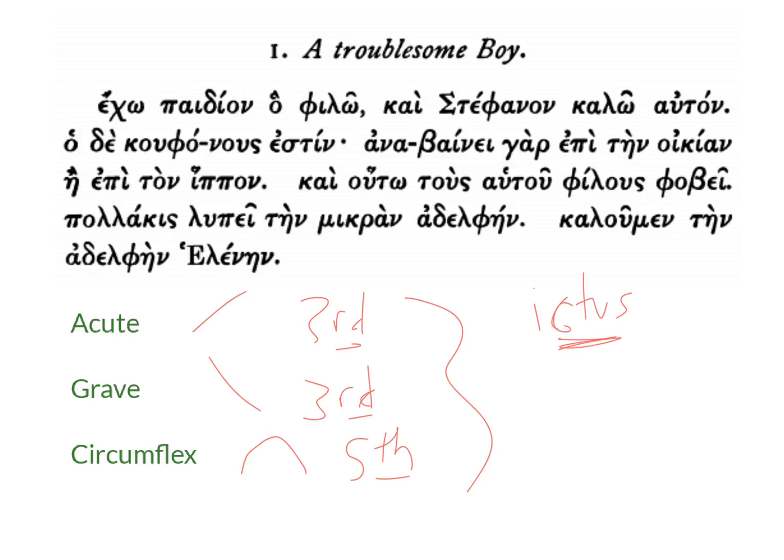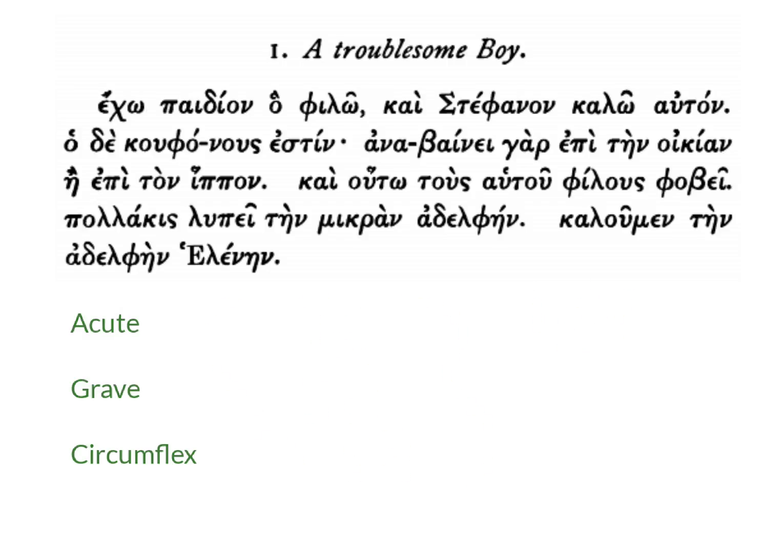In accented languages like Spanish or English there is accent, although the accents are not written. Because this tonality is either difficult or impossible to imitate, my own pronunciation goes based on stress. So I say ko, pi, di, on, ha, philo, kai, stephanon, kalo, auton, ha, de, kufanus, estin, etc.